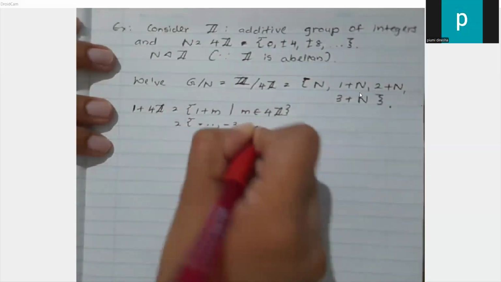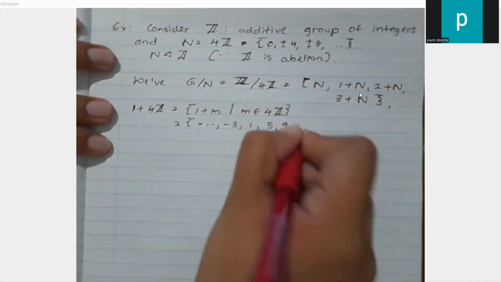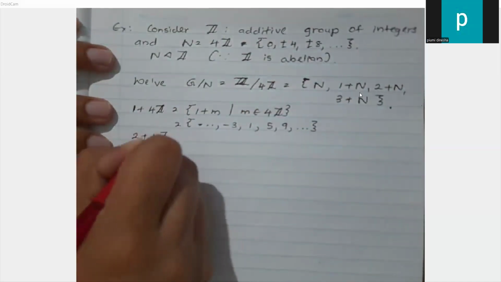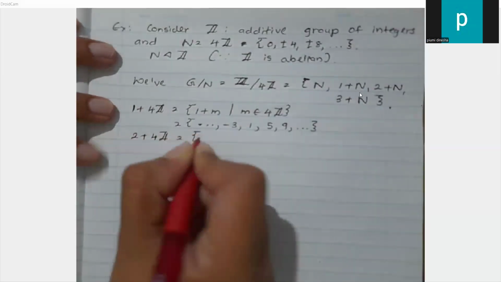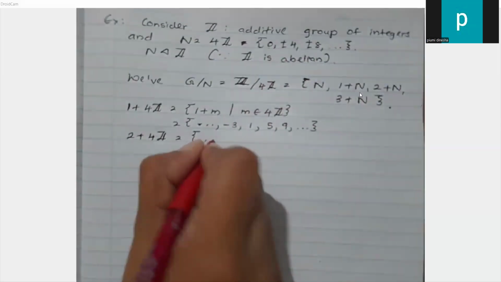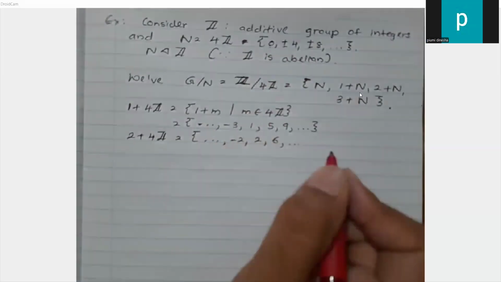Negative 3, 0, 1, then 5. Then we have 9, likewise, right? Then we have 2 plus 4z. This is the other coset. To all these integers, we add 2. So we have negative 2, 2, 6, likewise.